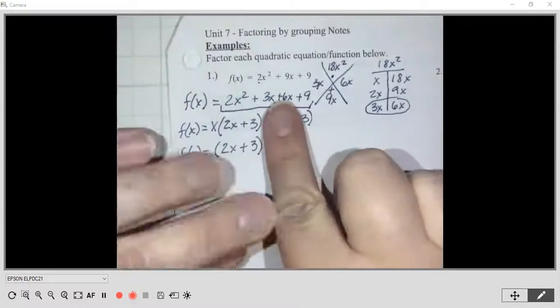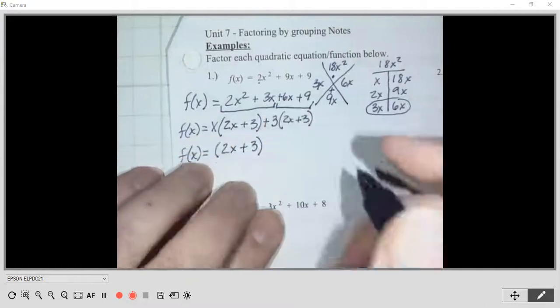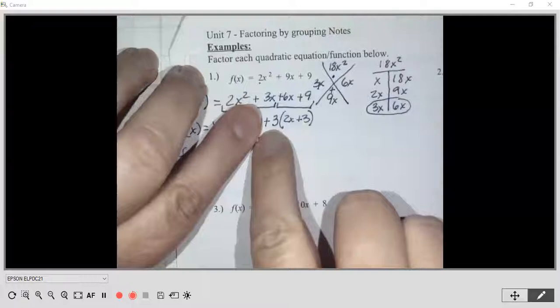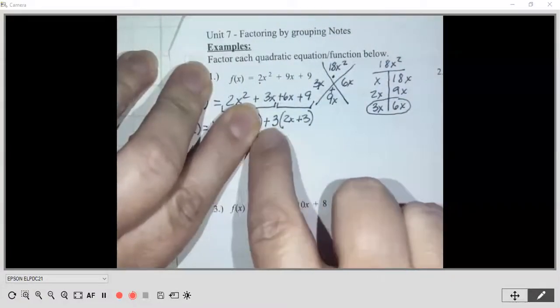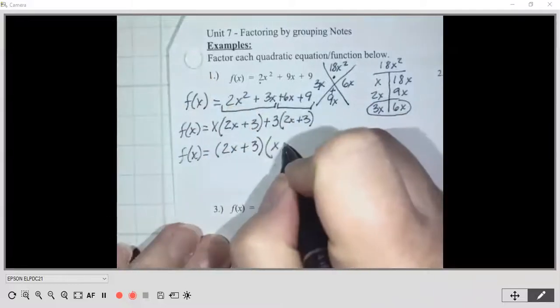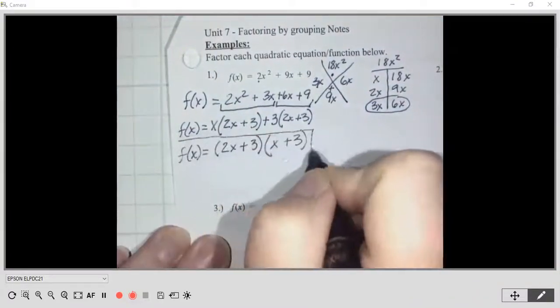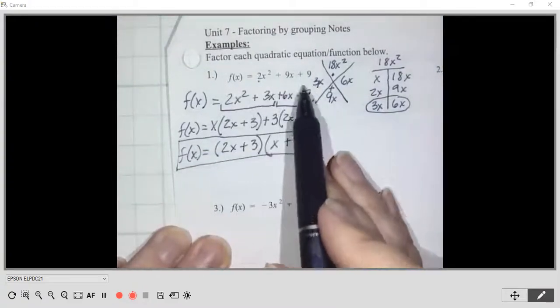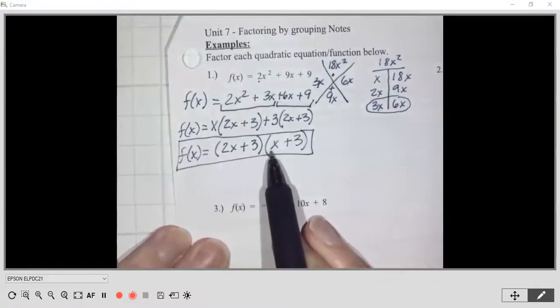Okay, now let's look at our first term. x times the quantity 2x plus 3. What's left over after I factored out the 2x plus 3? x. And then my second term is 3 times the quantity 2x plus 3. What's left over after I factored out the 2x plus 3? Plus 3. Okay, so in factored form, f of x equals 2x squared plus 9x plus 9 can be rewritten as f of x equals the quantity 2x plus 3 times the quantity x plus 3.